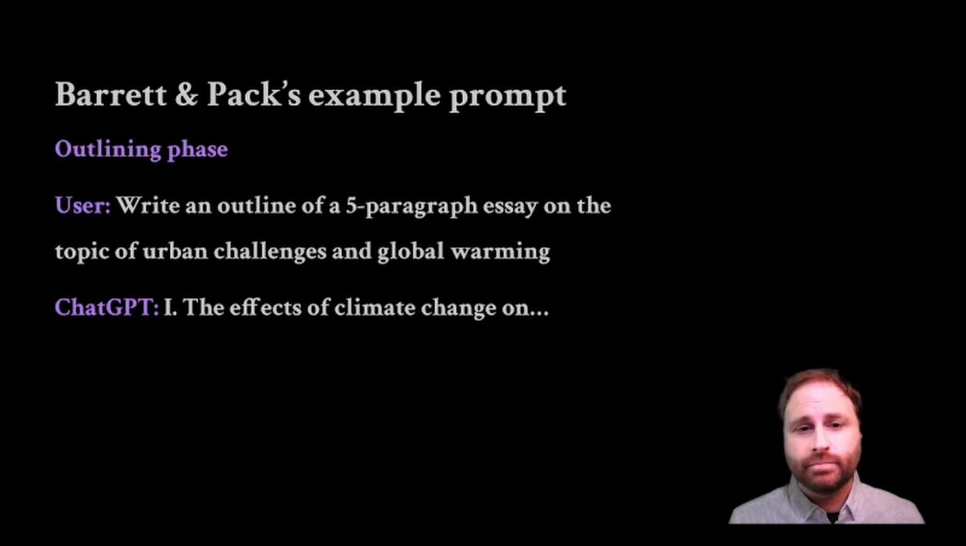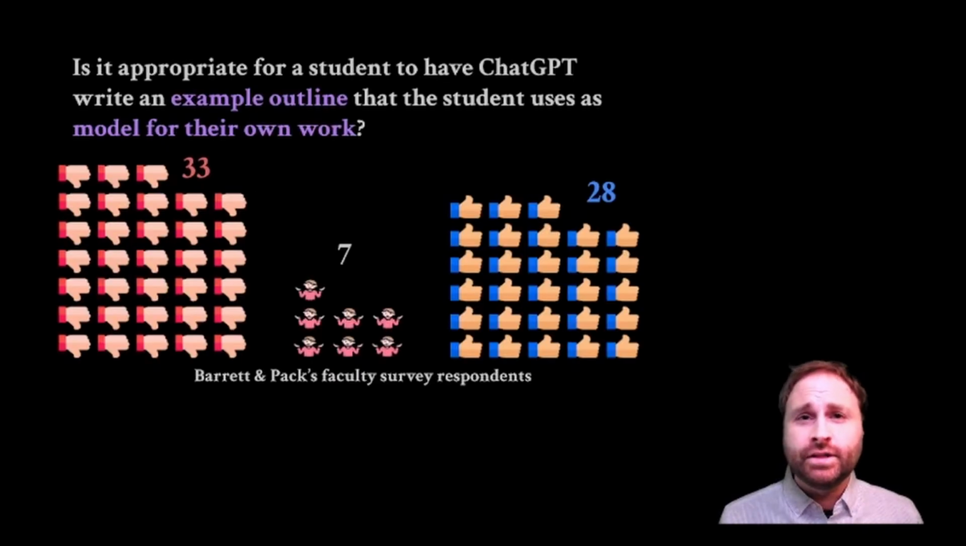The researchers, Barrett and Pack, asked their survey takers to consider a student who generates an outline by telling ChatGPT the following: write an outline of a 5-paragraph essay on the topic of urban challenges and global warming. There are different ways that the student could use the outline that ChatGPT wrote. Let's imagine first that the student simply used ChatGPT's outline as a model, but ultimately wrote their own outline. There was no consensus among the teachers who took this survey about whether that would be appropriate.